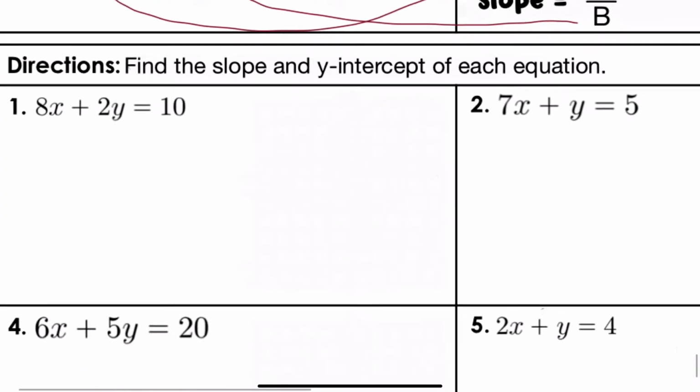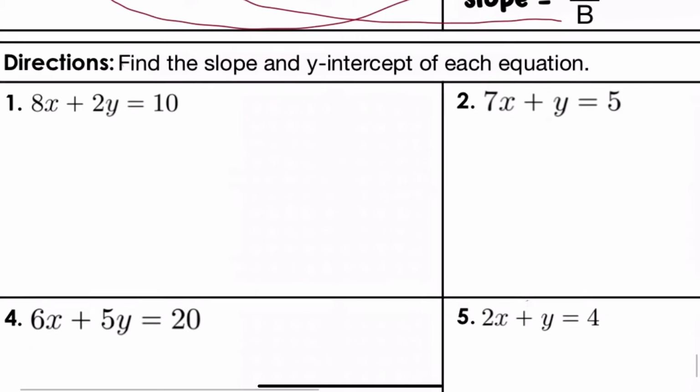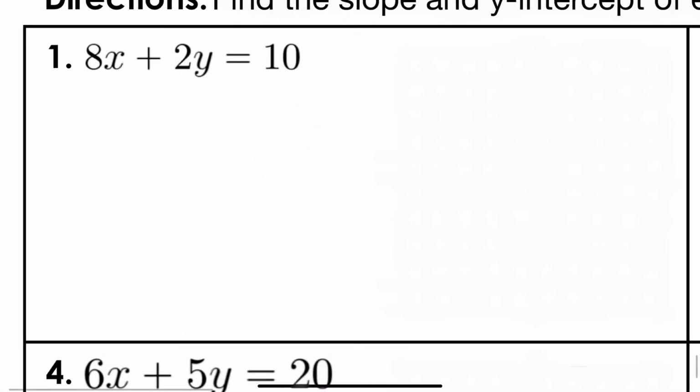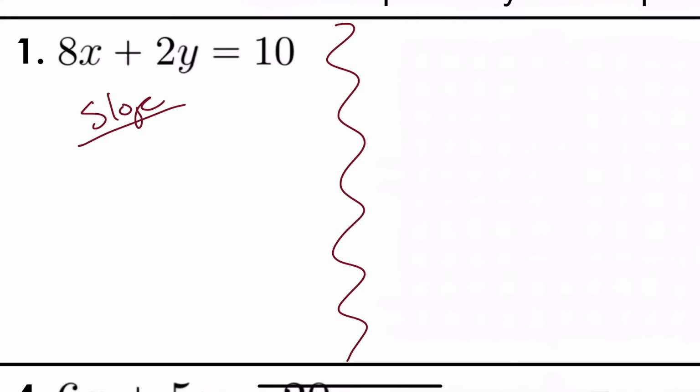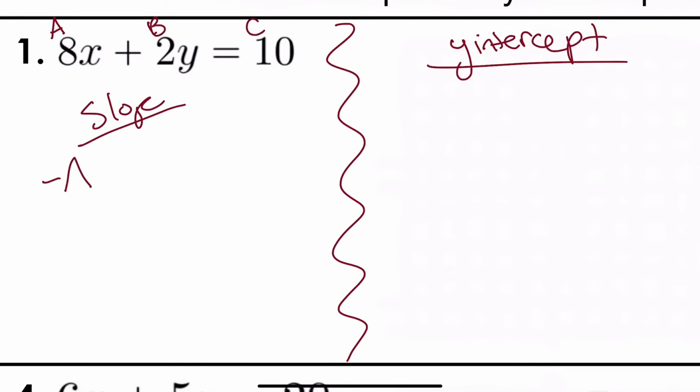All right, so for these ones, we're just finding the slope and y-intercept for each equation. So for number 1, we're going to need the slope and we're going to need the y-intercept. Okay, so let's start by labeling off our numbers again. So I know we had an A, we had a B, and we have a C. Okay, so remember, for your slope, you're going to want the opposite A over B.